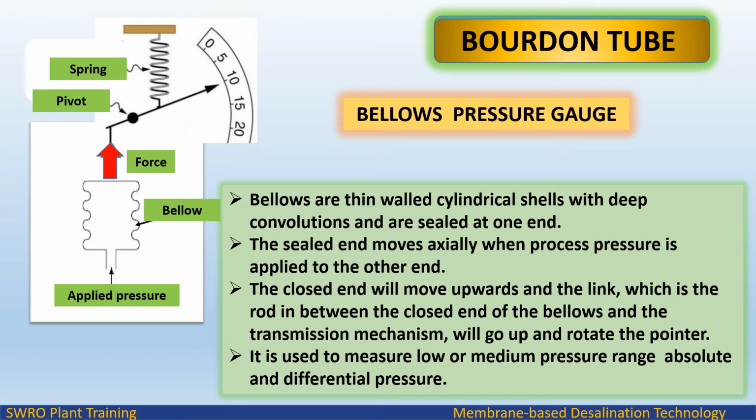Bellows pressure gauge. Bellows are thin-walled cylindrical shells with deep convolutions and are sealed at one end. The sealed end moves axially when process pressure is applied to the other end. The closed end will move upwards and the link, which is the rod in between the closed end of the bellows and the transmission mechanism, will go up and rotate the pointer. It is used to measure low or medium pressure range, absolute and differential pressure.